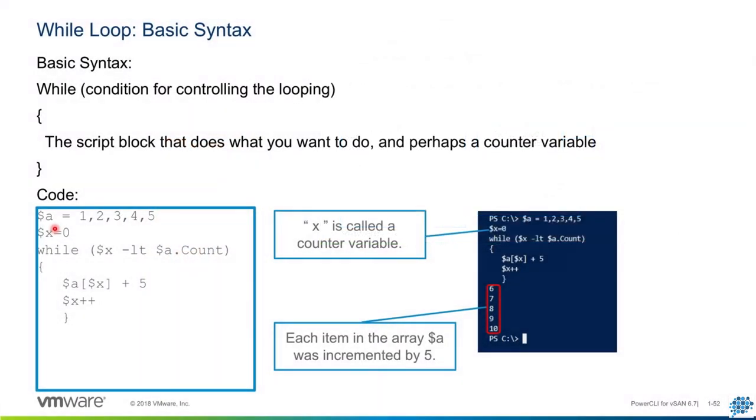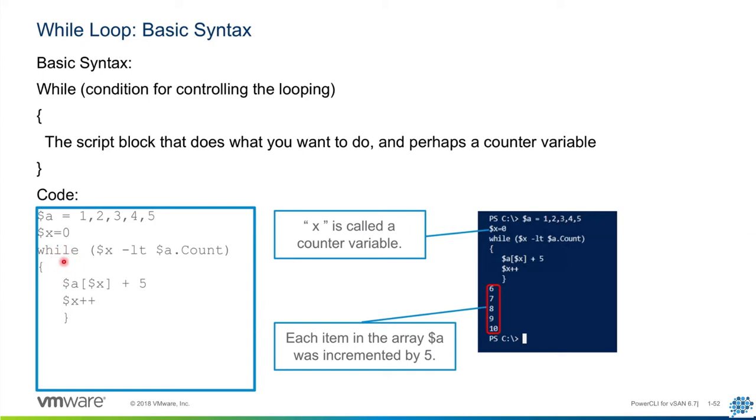Here we see that we have created an array called $A. The variable contains an array of the numbers 1, 2, 3, 4 and 5. And we have another variable called $X, which I have assigned the value of 0. The significance of this variable is that it's a counter variable. The $X is only going to do the counting here.